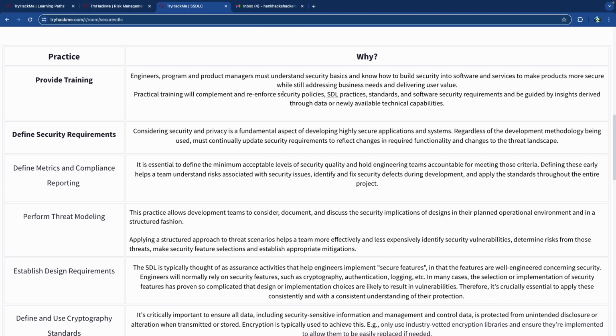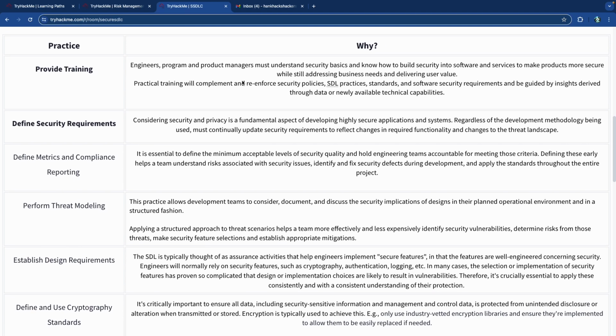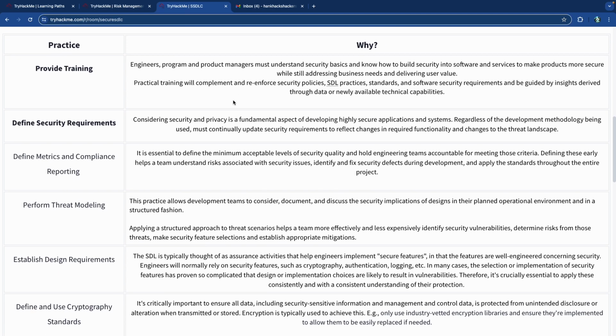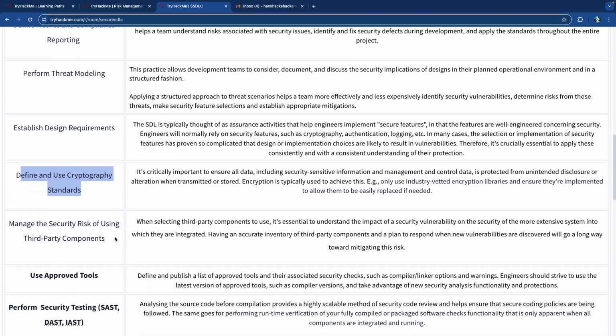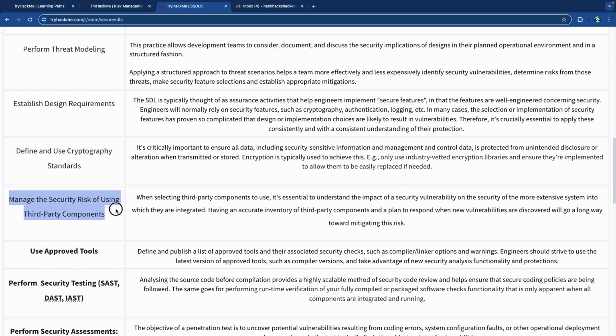So I'm not going to read all of these details right here. You're more than welcome to pause this and read this, but you want to provide training, you want to define security requirements, define metrics and compliance reporting, perform threat modeling, establish design requirements, and define and use cryptography standards, which is encryption standards, and then manage the security risk of using third-party components.